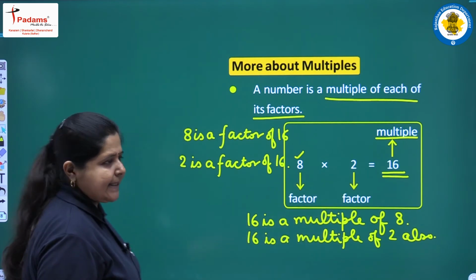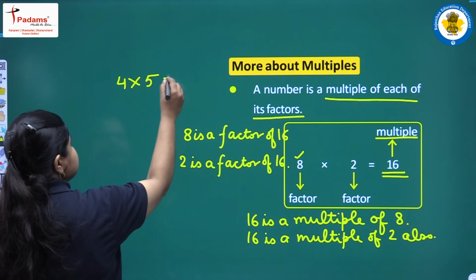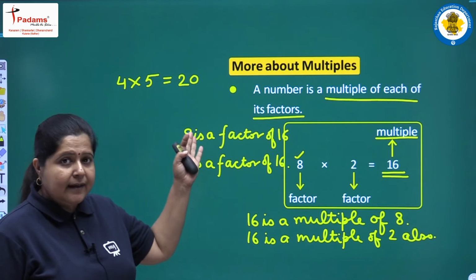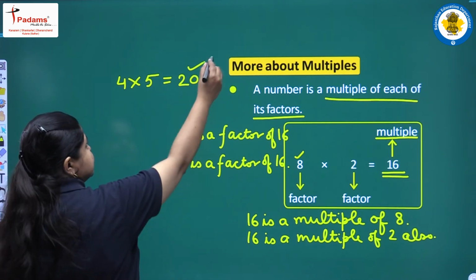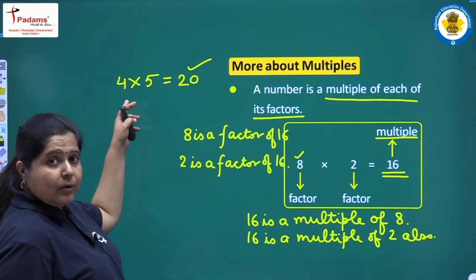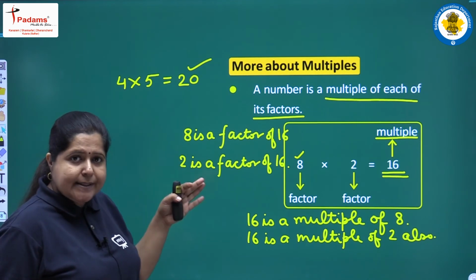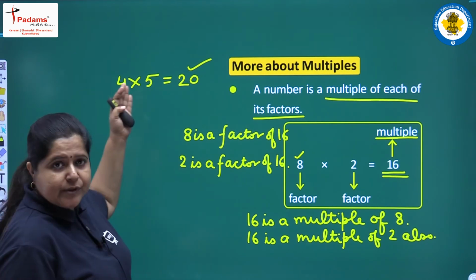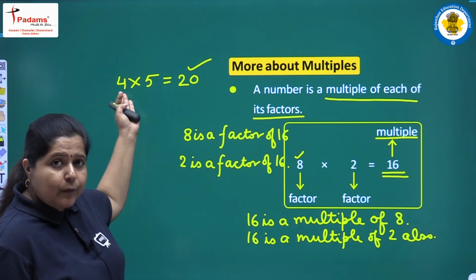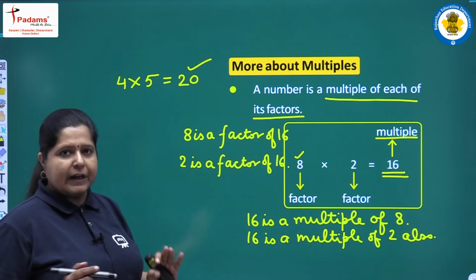We can take some more examples. For example, if we write 4 into 5, it's clearly 20. Now identify which is the multiple here. 20 is the multiple. Multiple of what? 20 is a multiple of 4 also, and 20 is a multiple of 5 also, because we get this 20 on multiplying 4 by some number and also on multiplying 5 by some number. So we get 20 as the multiple of 4 also and of 5 also.